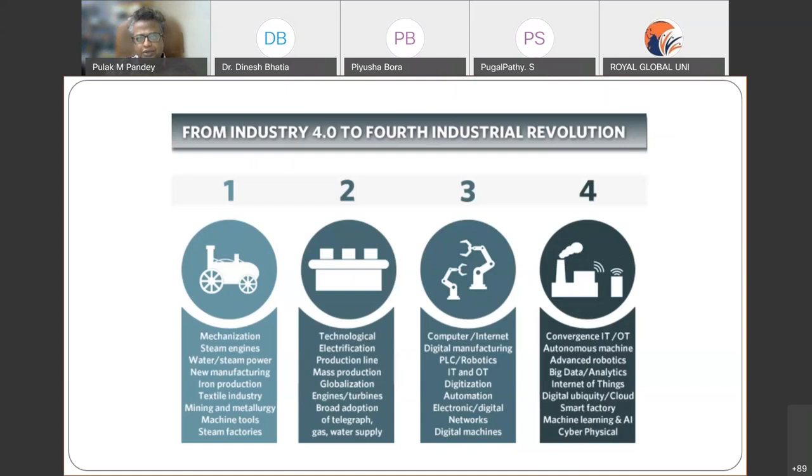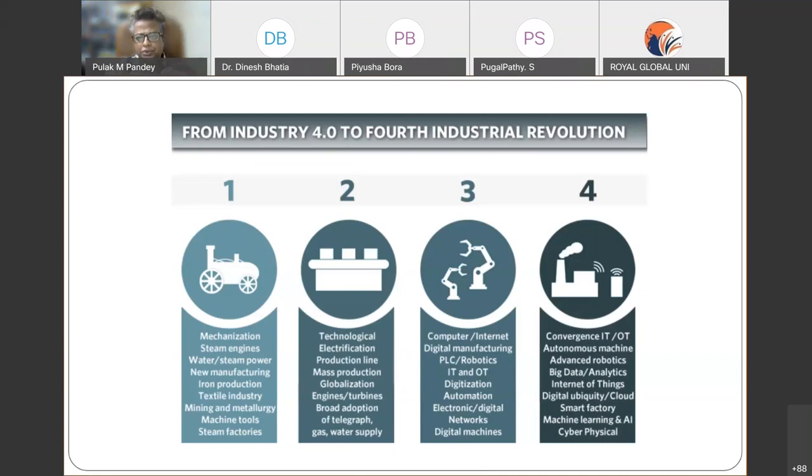Now the second industrial revolution was about mass production. That was a continuous production system. So this mass production line, correct? And of course, the broad adoption of telegraph, gas, and water supply brought the second industrial revolution, when the idea was to produce so many copies of the same component and supply it to the masses.